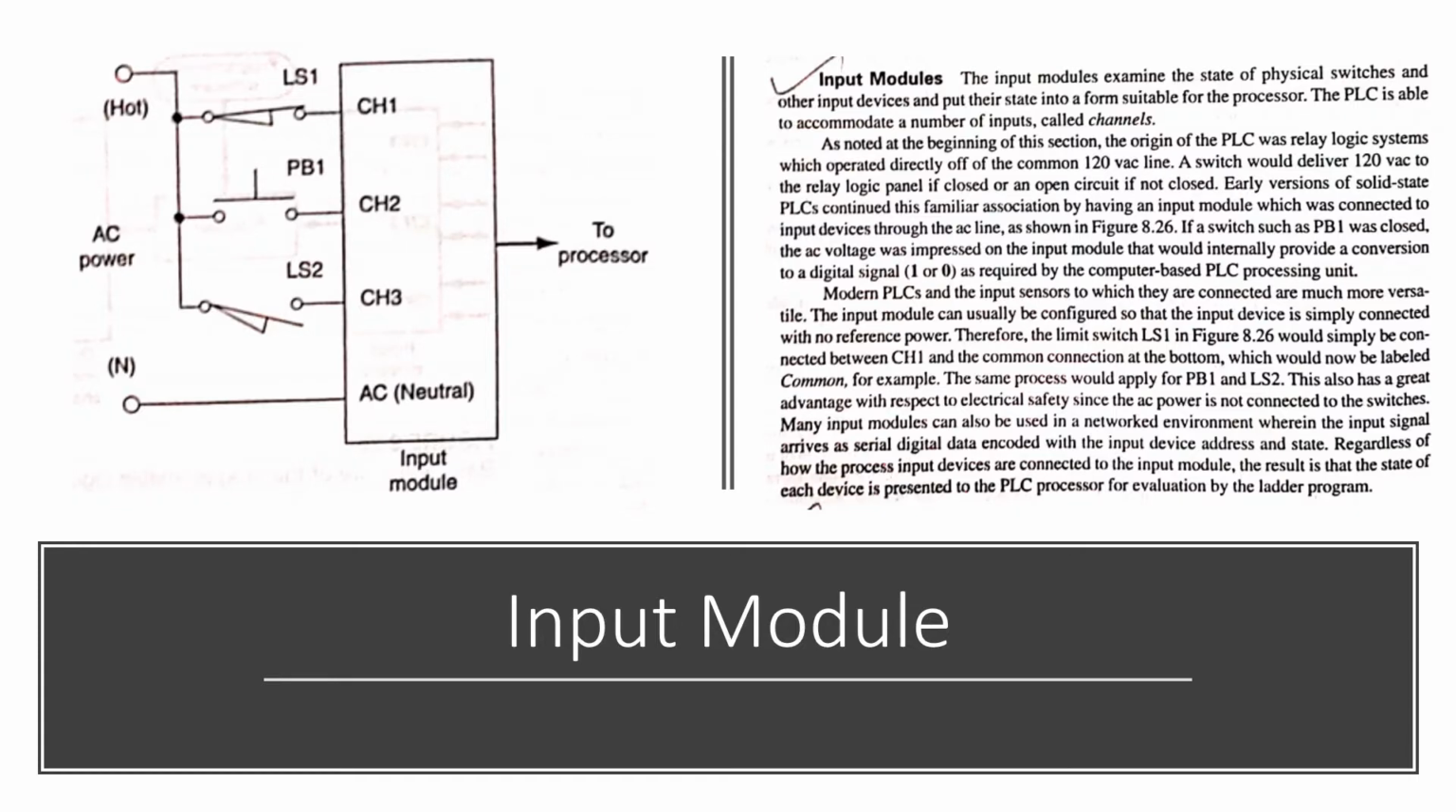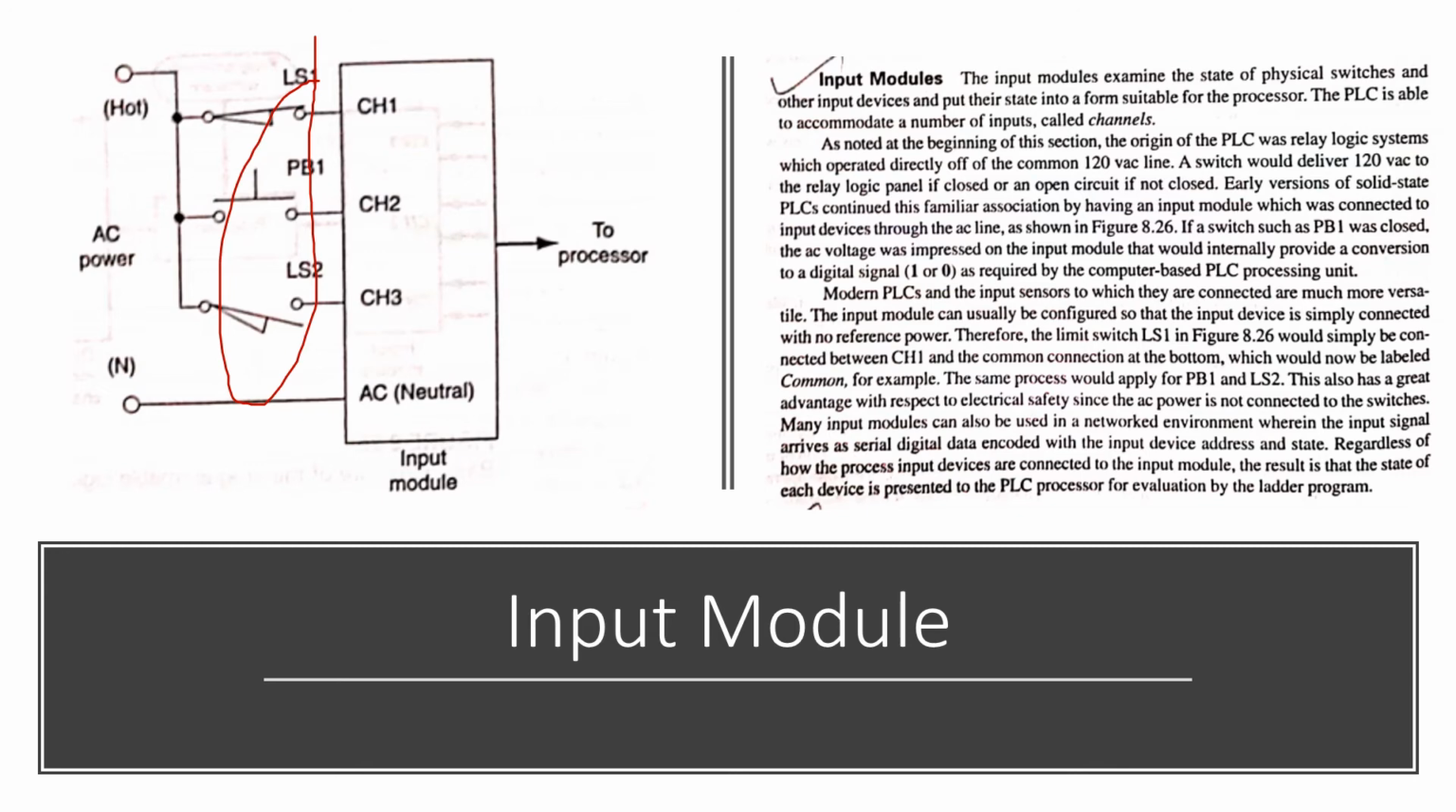Next, we can discuss the input module. The input module has different terminals. The terminals may number 4, 6, 8 or 12. These input terminals have input sensing elements. The electrical signals generated from the sensors or transducers are given as an input to the input module.